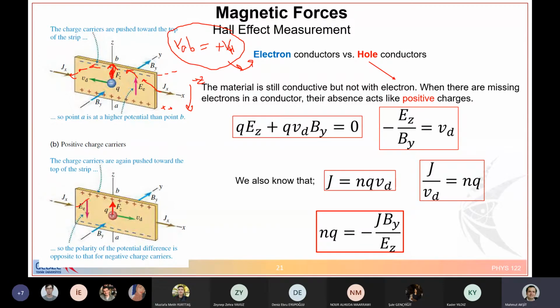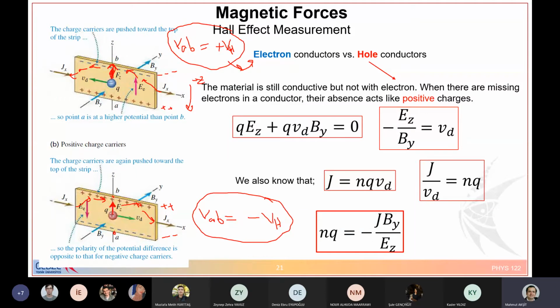This time holes make a movement like this. Their path gets deviated and they move like this. However, this time the upper part of the plate is positive charged. The bottom part is negatively charged. And when you measure the voltage between VAB, you get a negative voltage, negative Hall voltage.